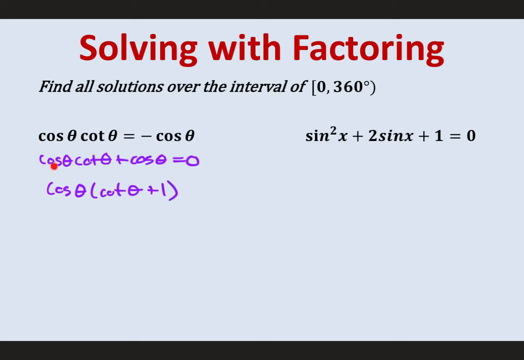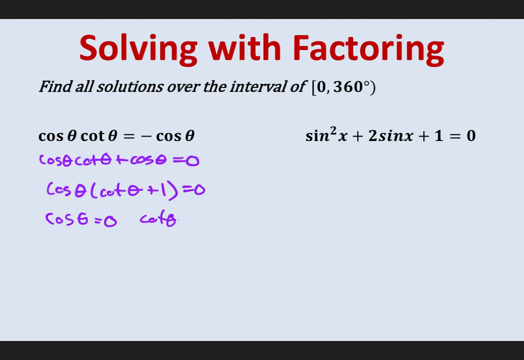All I did there was I pulled the cosine out of this one, it left me with cotangent. I pulled the cosine out of this one, it left me with a 1. Well, both of these things are equal to 0 is what we're saying here, so we can separate them apart. We want to know, when does cosine of theta equal 0? And when does cotangent of theta plus 1 equal 0? Well, we can move that 1 over, and we can change this to be cotangent of theta equals negative 1.